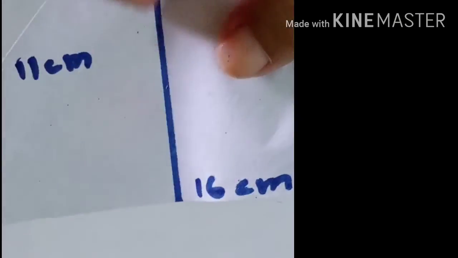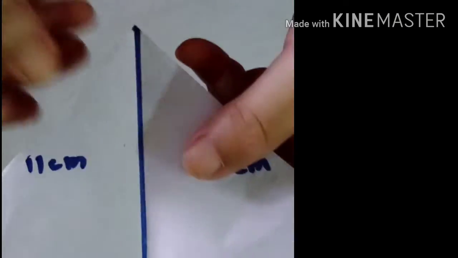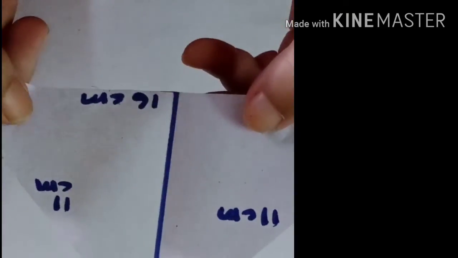But let's take an isosceles triangle. You can see it has two equal sides, 11 centimeter each, and this is 16 centimeter. So when we are folding this triangle, see, it is coinciding on both sides. So we are getting this straight line, which is the line or the axis of symmetry. So an isosceles triangle has only one line of symmetry.